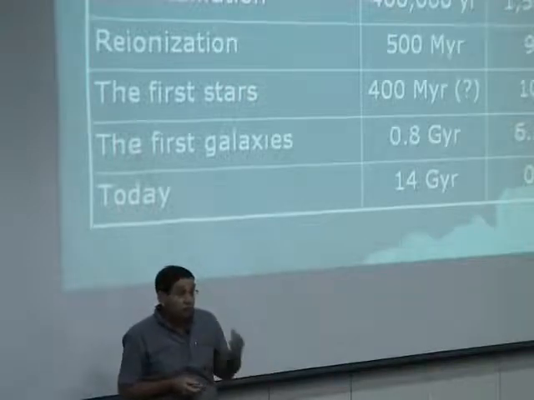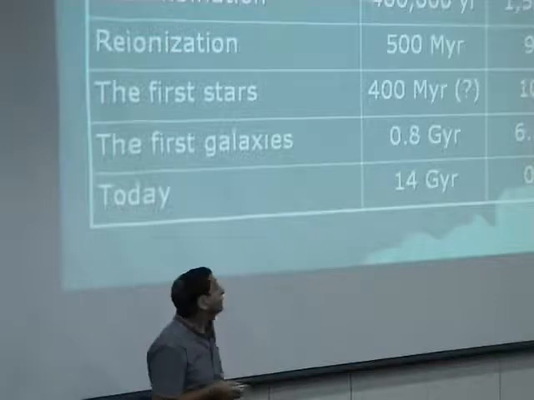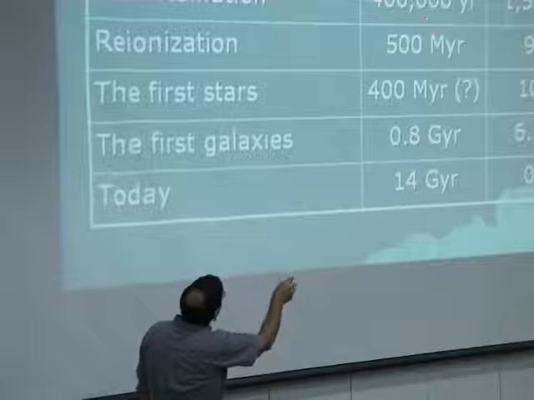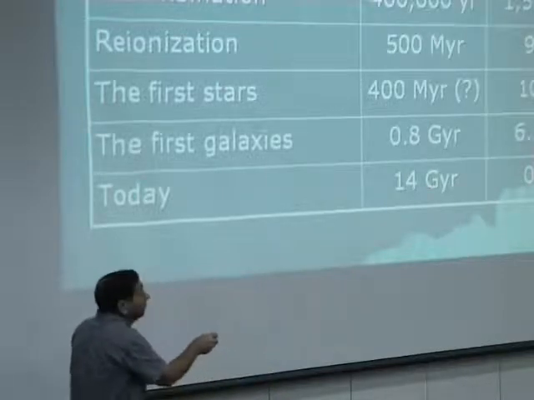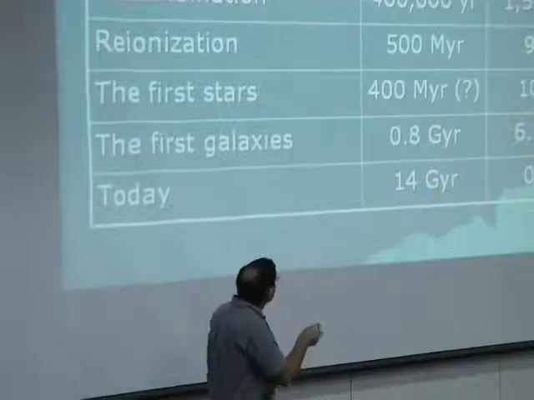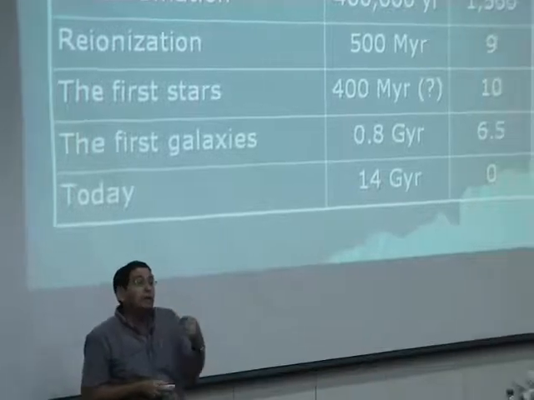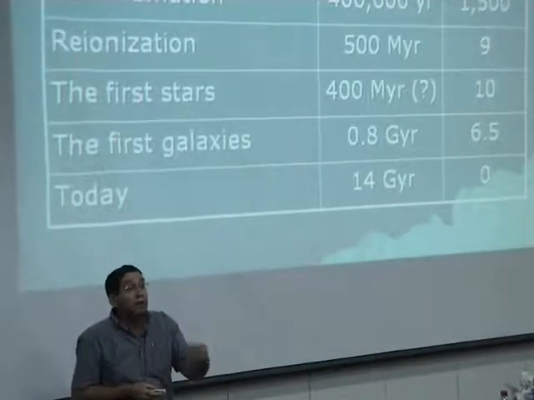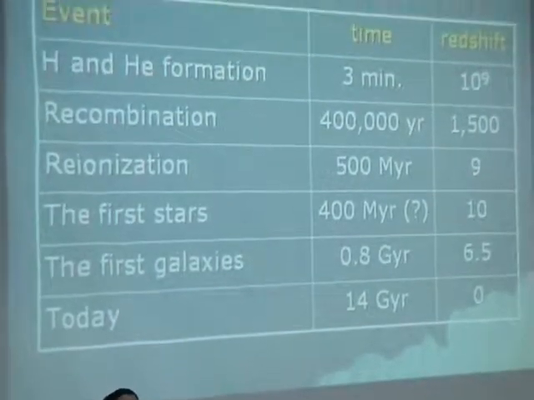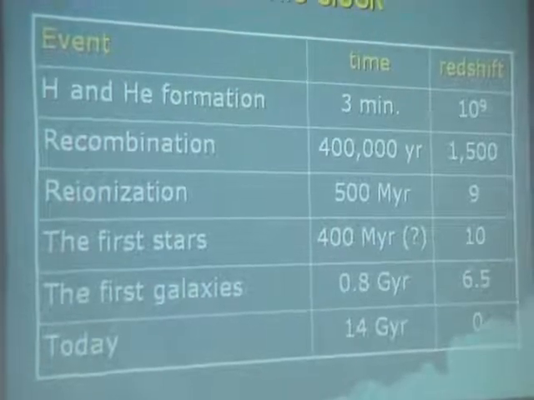So I'm going to use something which I call the cosmic clock. Astronomers measure things either in time, which is written here, 3 minutes, 400,000 years, etc., all the way down to today, which is about 14 billion years after the Big Bang, or in fact 13.7 is the best number that we have, or we can measure it in a clock called redshift. The amount of shift, or redshift, a photon underwent going all the way from a far object to here because of the expansion of the universe.